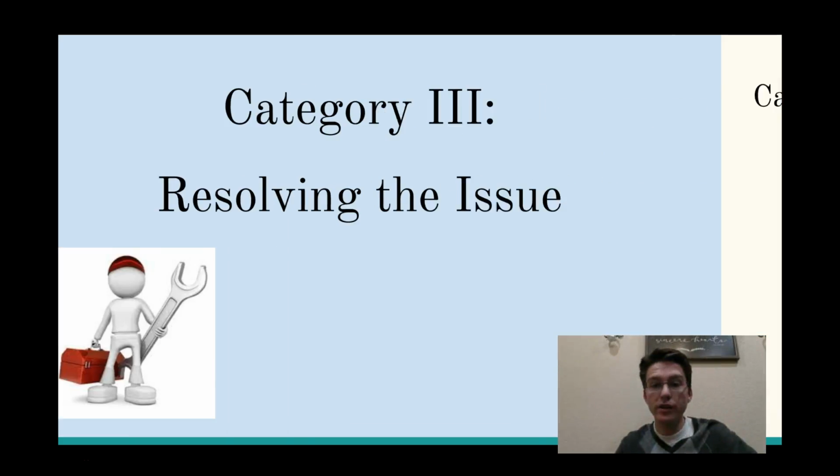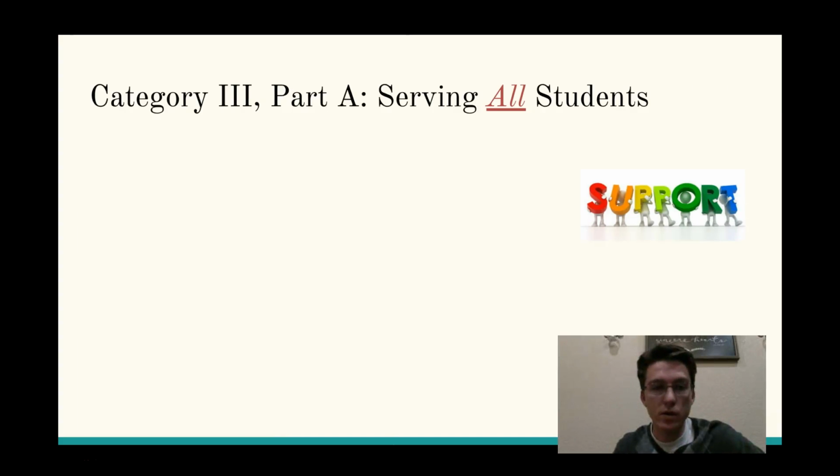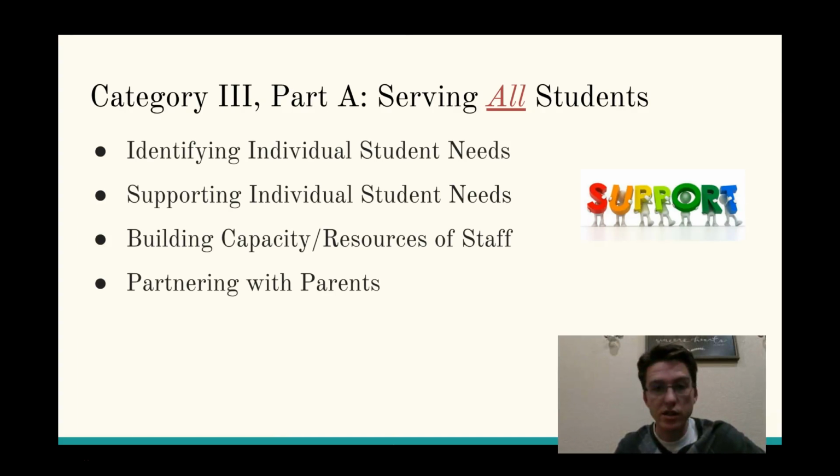All right, so resolving the issue. How does my plan serve all students? One, it identifies individual student needs. Two, it works to support individual student needs. Three, it builds the capacity and the resources of staff. So providing them with professional development on how to do small group and station work and those kinds of things, how to analyze data. So building the capacity of staff so that they are able to better serve their students on an individual basis, which is obviously very needed.